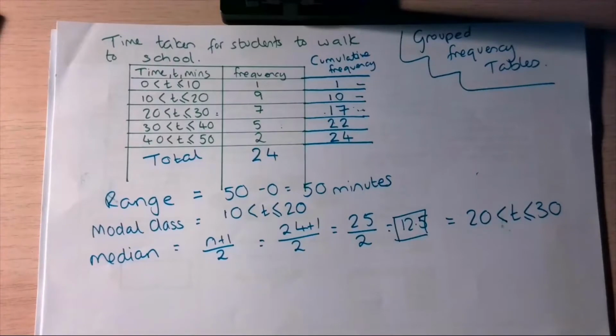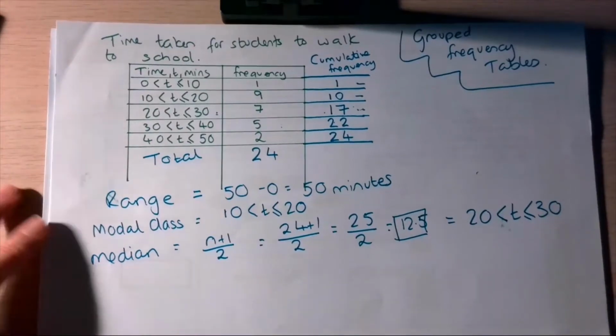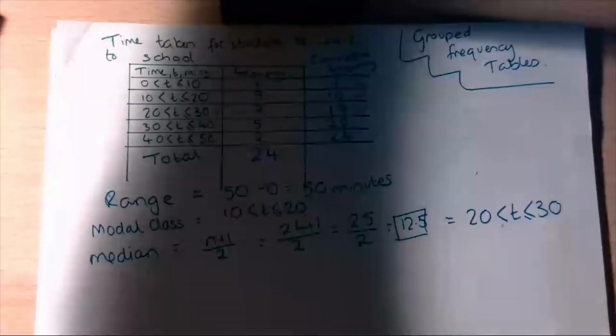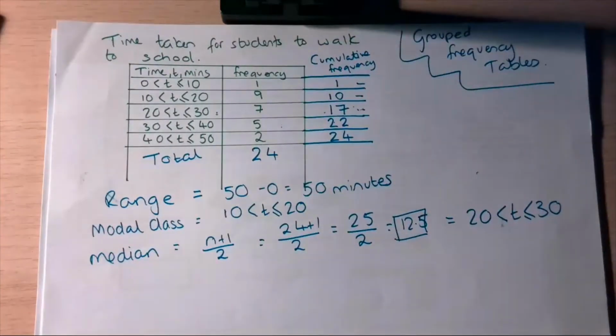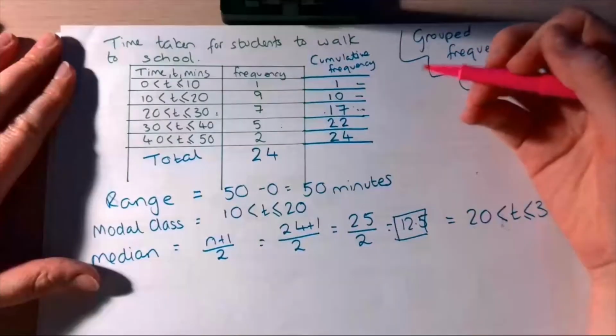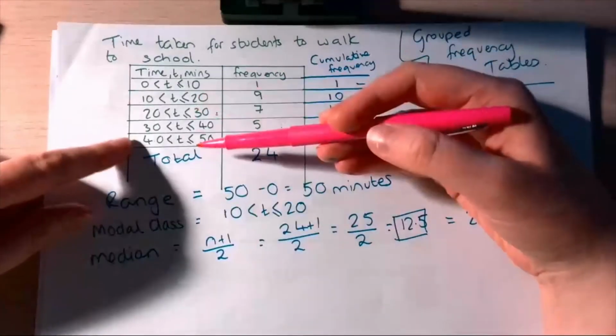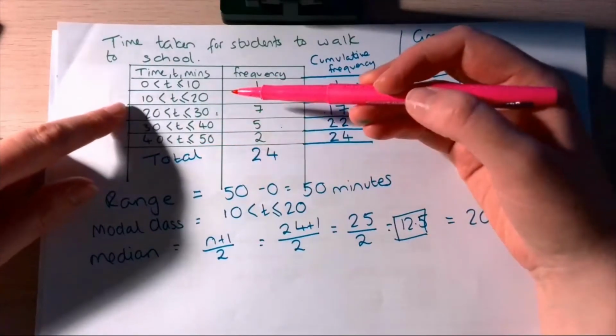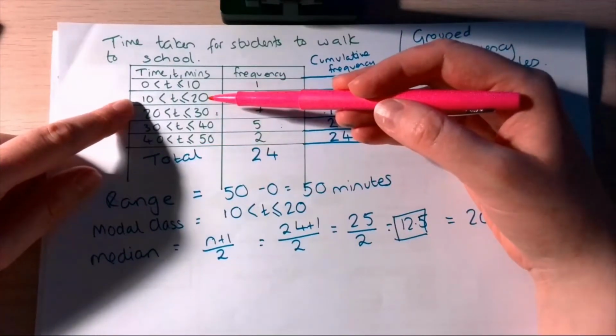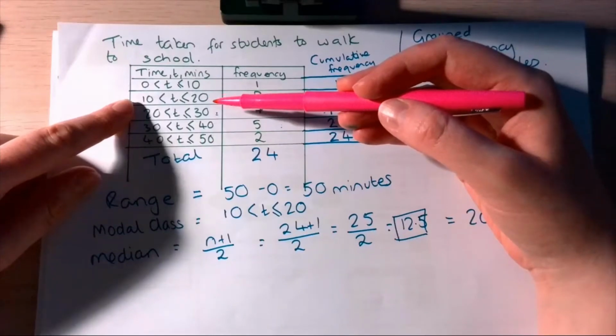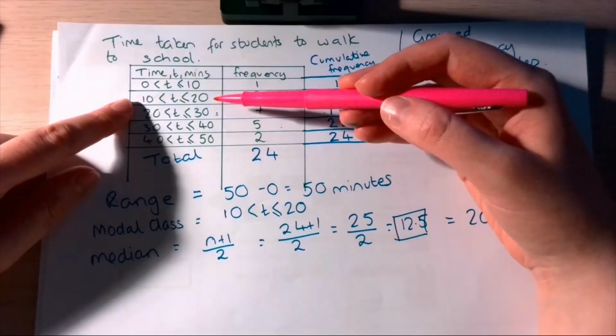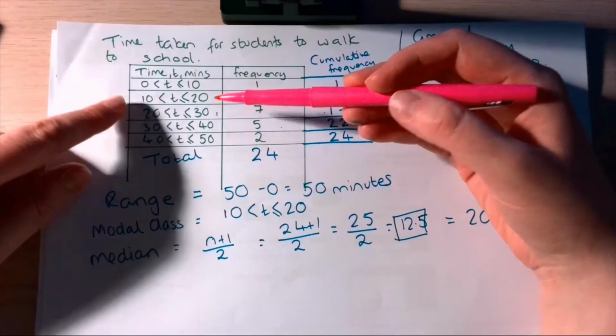Now the last one, the mean. This one's not trickier, just a little more to do, a little fiddlier, that's all. To find the mean, how we've always done it before, we've found the total of all of our numbers and divided by how many there are. Essentially that's what we're going to do here. The problem is, we don't know what the numbers are. There are 9 people who took between 10 and 20 minutes to get to school, but they could have all taken 11 minutes, or they could have all taken 20 minutes. There's a bit of a difference.